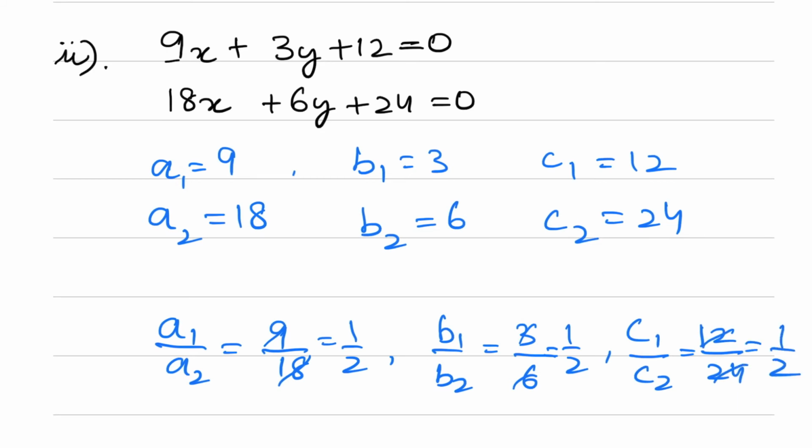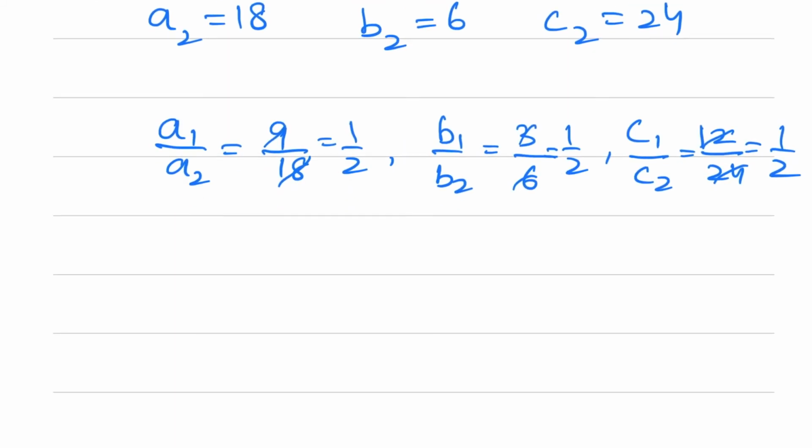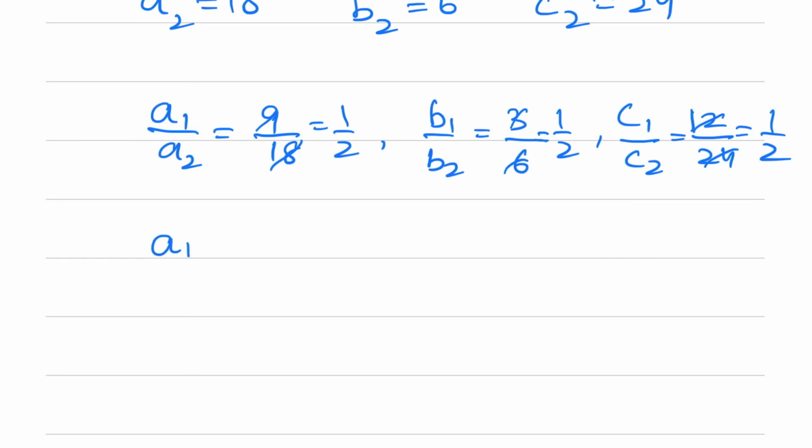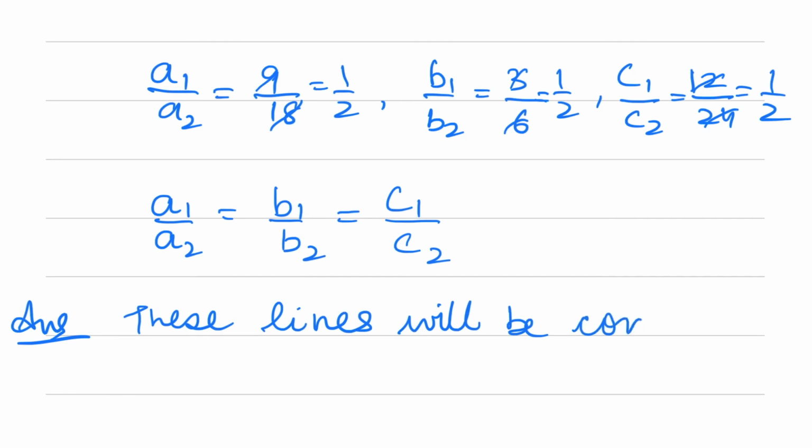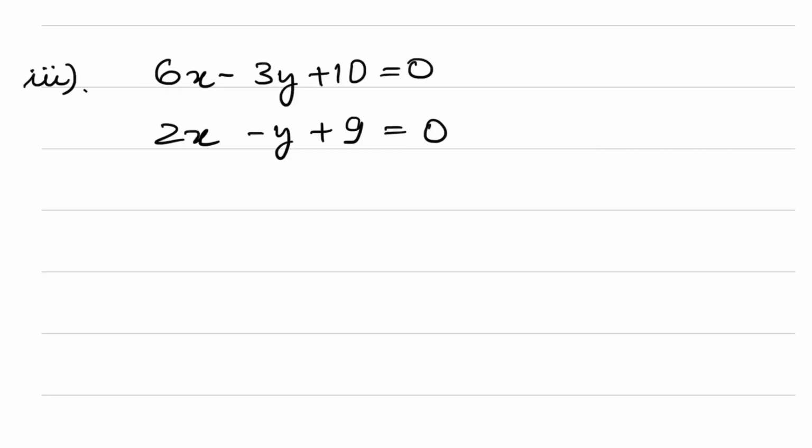So this is also equal to 1 by 2. So I can see that all the three ratios are equal. So I can say that a1 by a2 is equal to b1 by b2 is equal to c1 by c2, and we know if the three ratios are equal, then they have infinitely many solutions as they are coincident lines. These lines will be coincident. Move to the third set of lines.